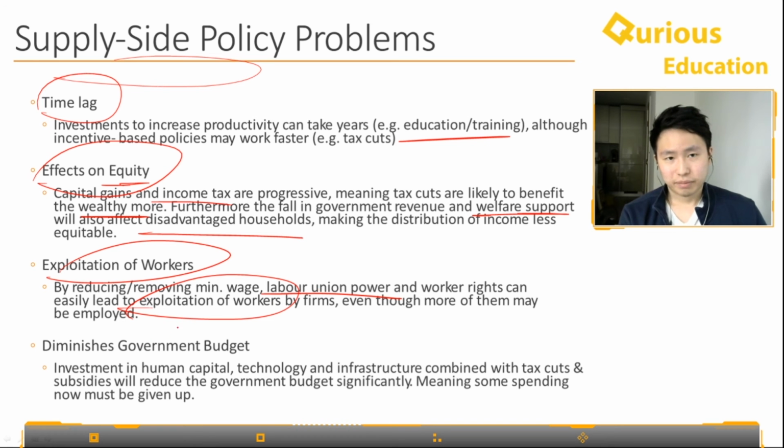And then finally, it would reduce the amount of the government budget, right? Whenever the government spends money, there is an opportunity cost, and that money could have been spent elsewhere, which might be more effective. So in general, any type of investment for interventionist supply side policies would incur a cost on the government. So again, this is an evaluation point that we can use in exams.